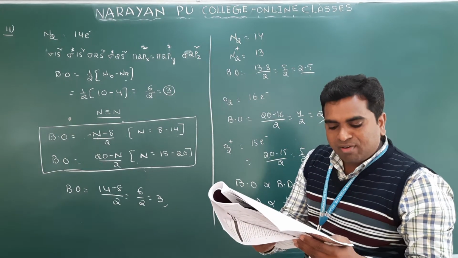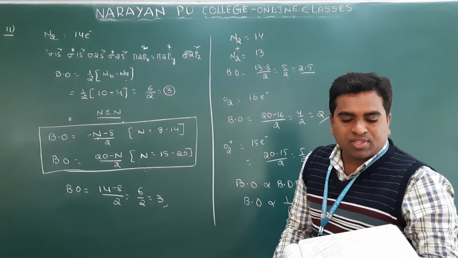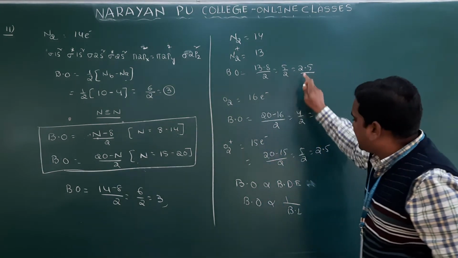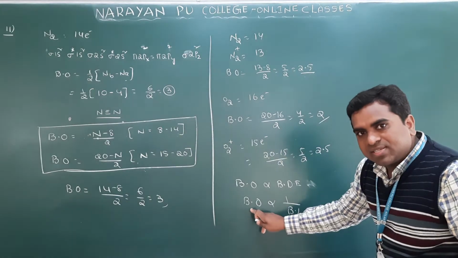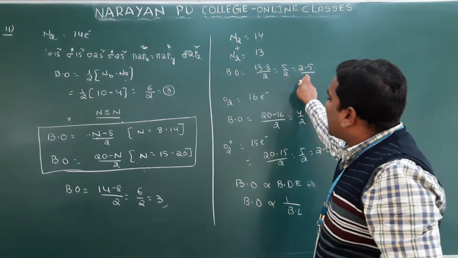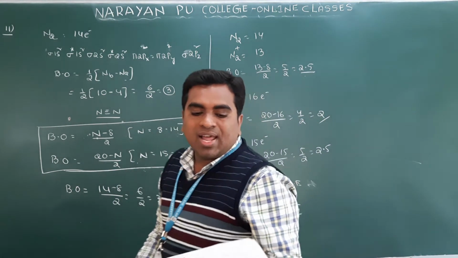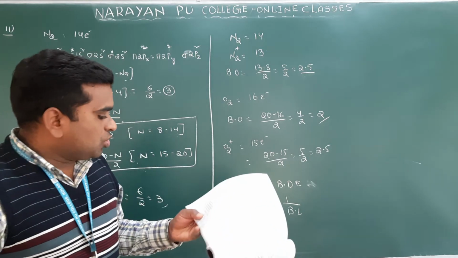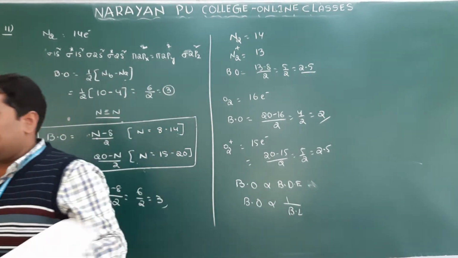So which one will have the greater bond length? Bond length of N2 plus is greater than N2 because the bond order is less for N2 plus. Bond length will be greater. So that's why N2 plus has greater bond length than N2. So that option is the wrong option. Clear? So option 3 is the correct one.